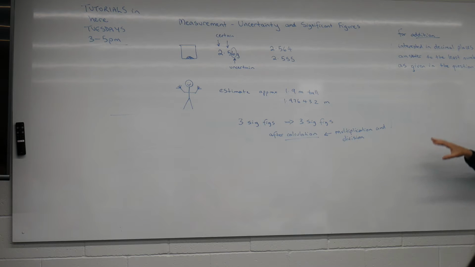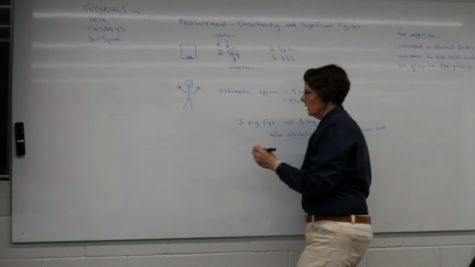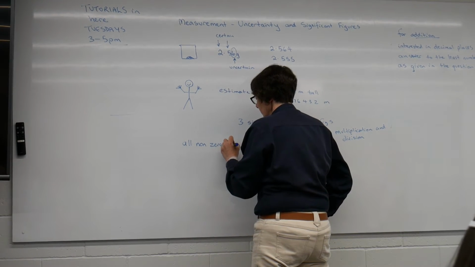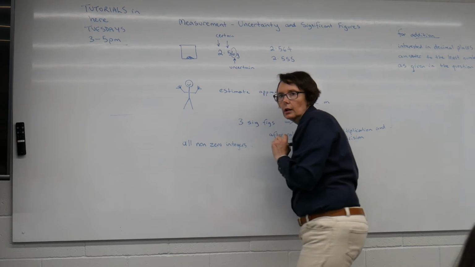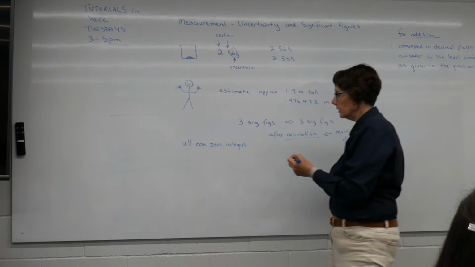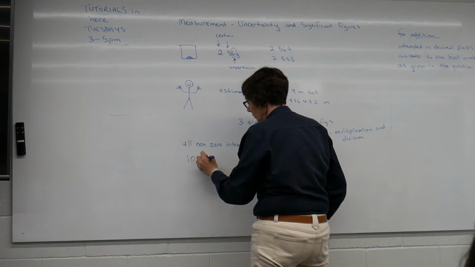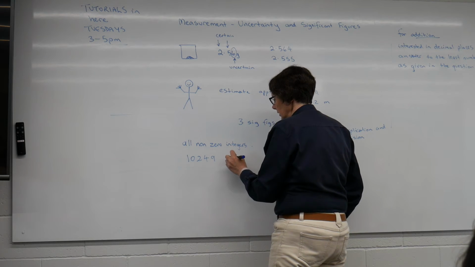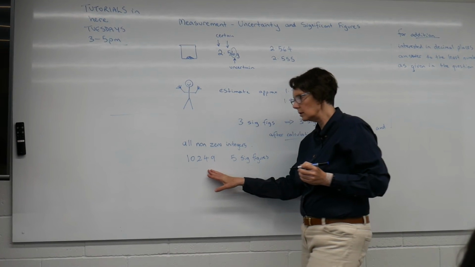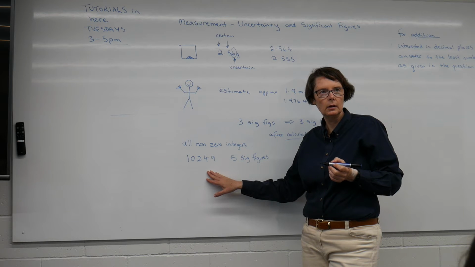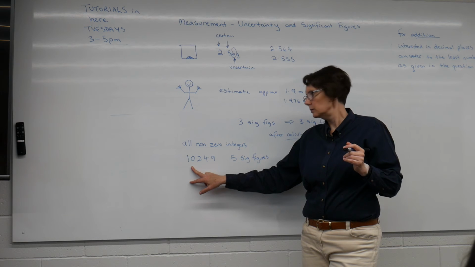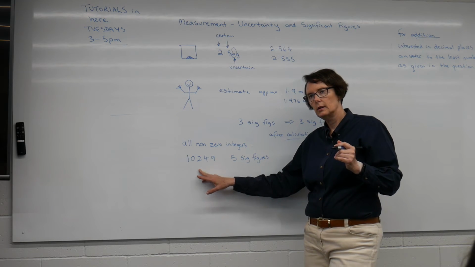So what are significant figures? All non-zeros are significant. Any zero in between non-zeros is significant. So 1, 0, 2, 4, 9 has 5 significant figures. Okay, so anything that's non-zero is instantly significant. The 0 here, because it's in the middle of other non-zeros, is also significant.